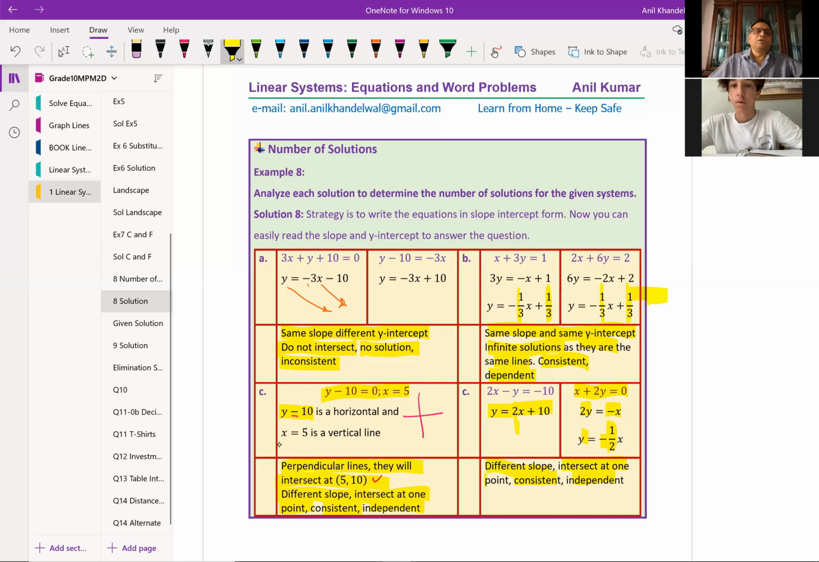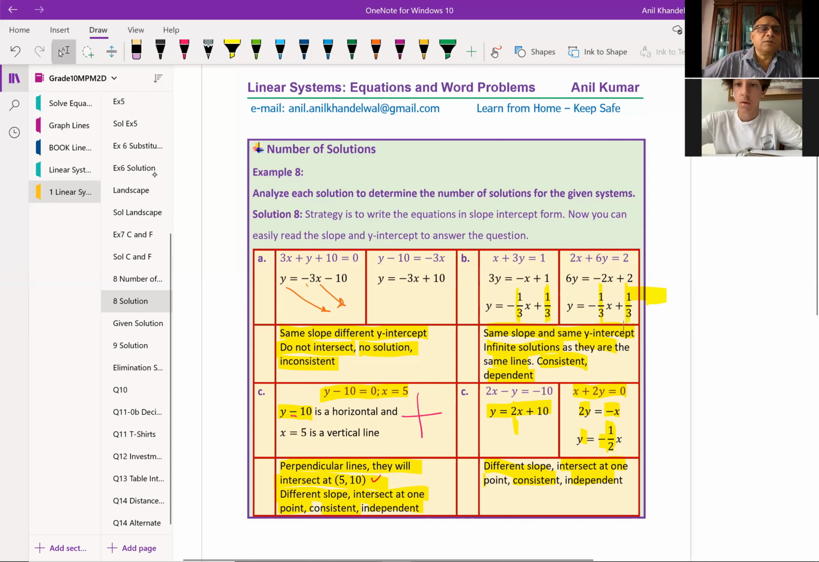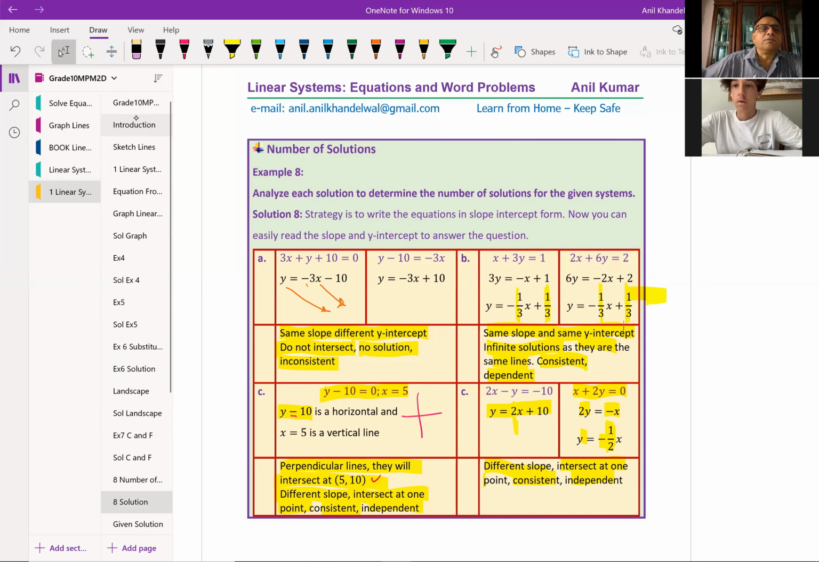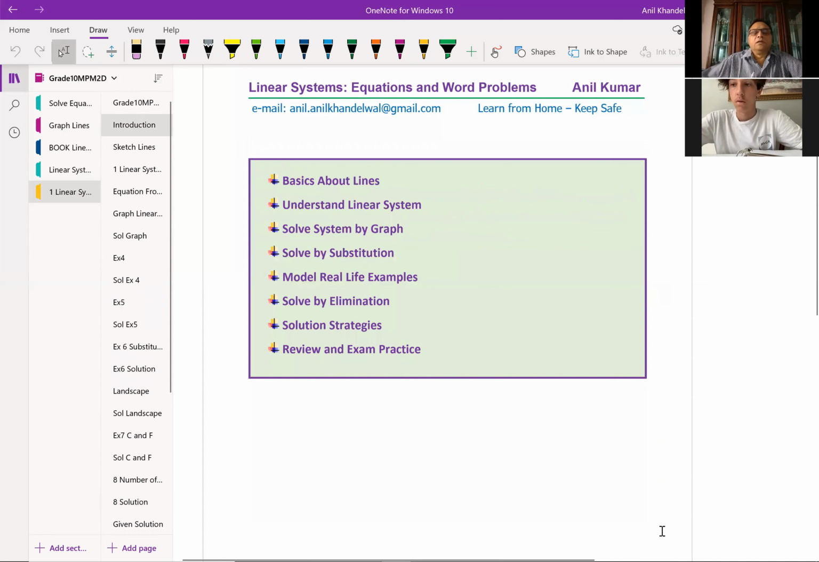Yes. Perfect. So that brings us to the end of our lesson. That was the point which I wanted to make absolutely clear. So I think you are now good for it. Basics about lines, absolutely clear to you? You understand what a linear system is? You can solve a linear system by graph. You can solve it by substitution. You can model real-life word problems. You can solve by elimination. You have learned different strategies.